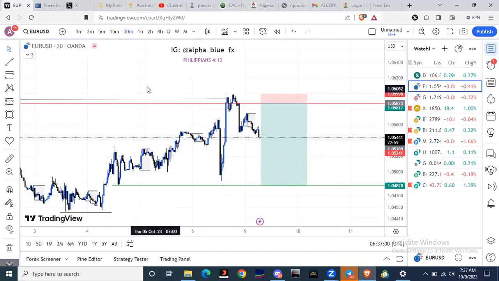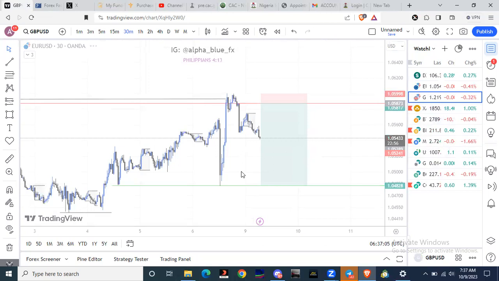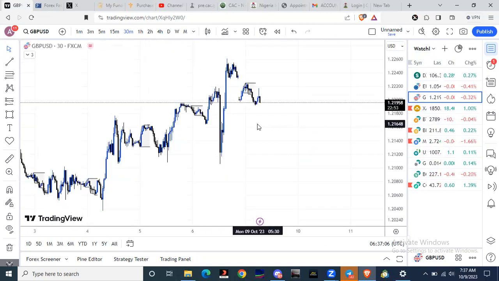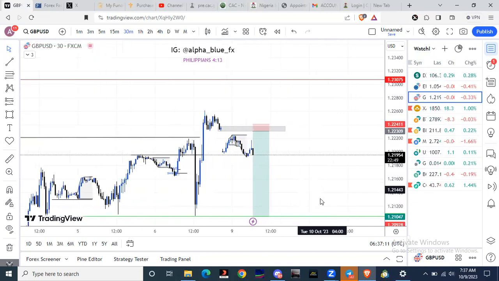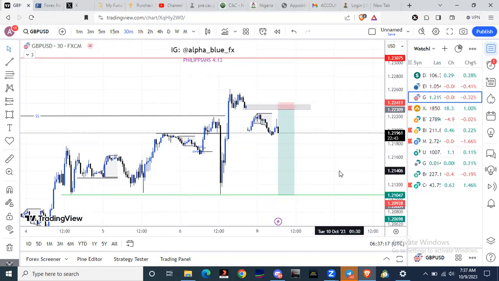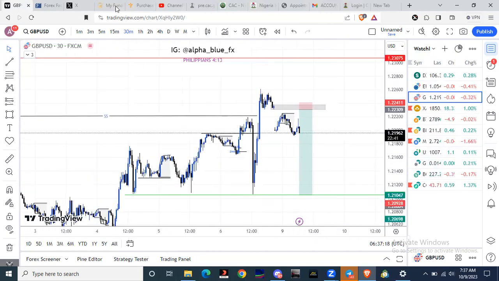So if you look at this, this is EURUSD on 30 minutes. If we go to GBPUSD, you see that similar stuff is happening right now. So as you can see, very similar setup, similar thing. So that is why you should have both of them on your chart. So having said that, let's look at what we should expect this week.